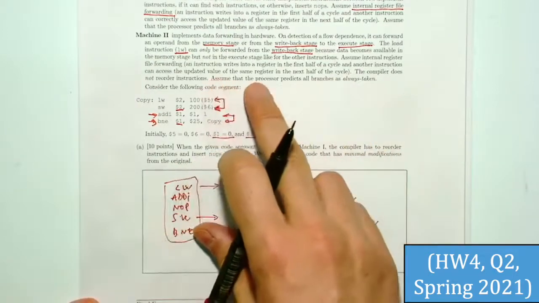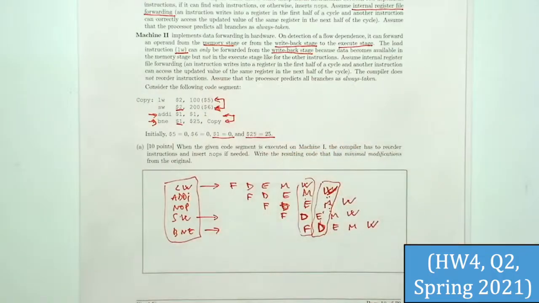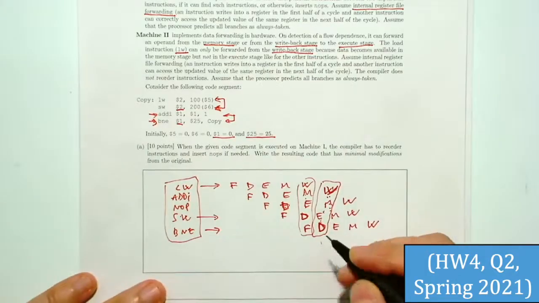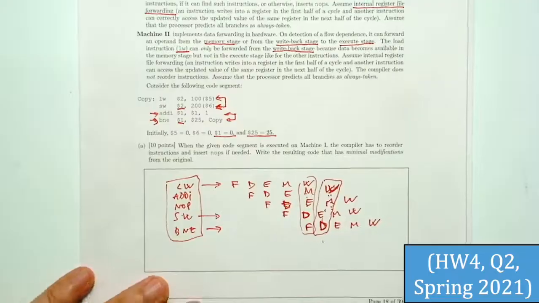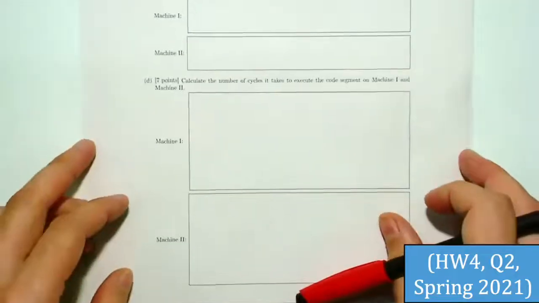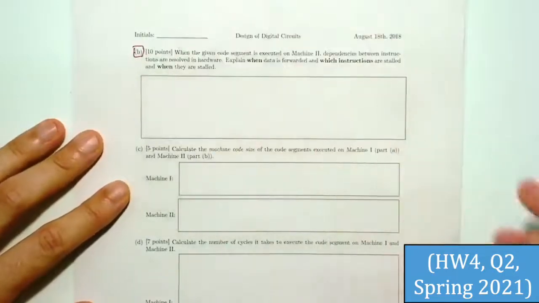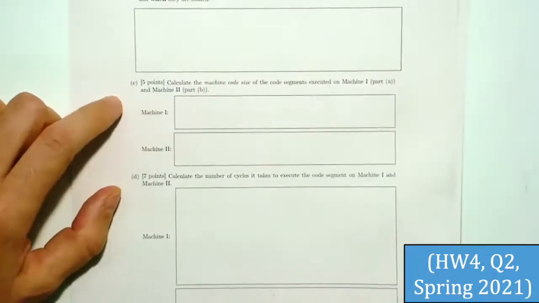So here, the processor predicts all branches are always taken, right? This is a very easy branch predictor, so you can always assume that it's always taken, so you don't have any extra latency here. More questions? So next question, I will leave this question to the end, and I will go to question C, because I think that is easier in this way.